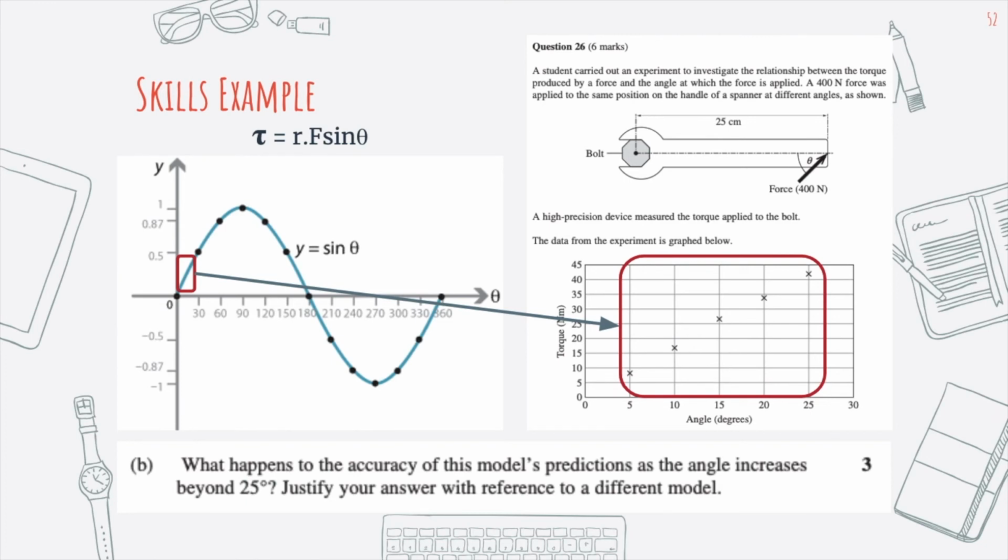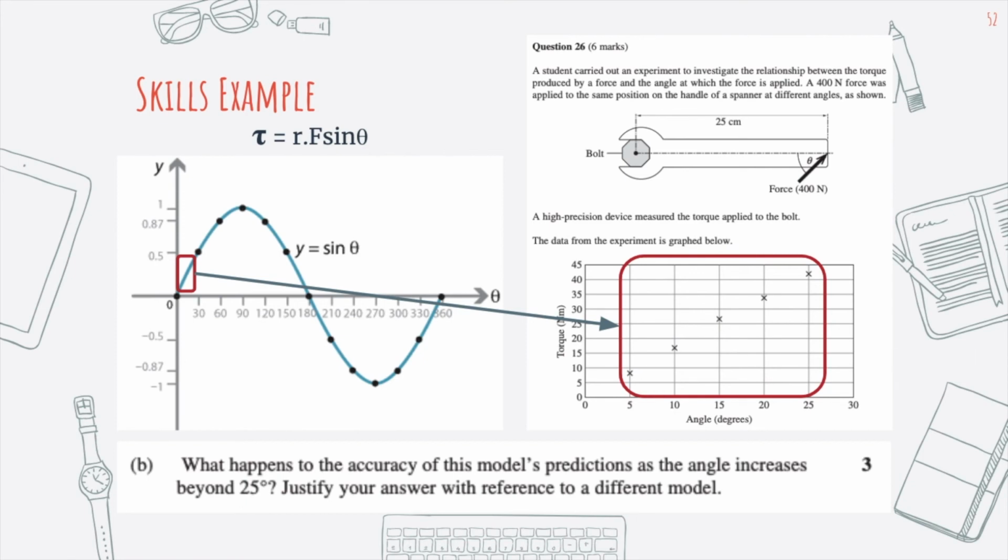However, once the angle increases greater than the small angles provided by the student, the model becomes less and less accurate at predicting what is going to happen to the value for torque. In fact, we see once the angle reaches 90 degrees, we see the maximum torque being produced. However, for any value greater than that 90 all the way up to 180, we in fact see the opposite, where there will be a decreasing amount of torque produced as the angle increases.